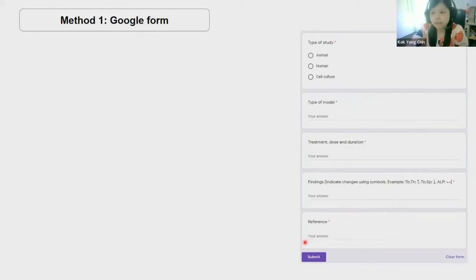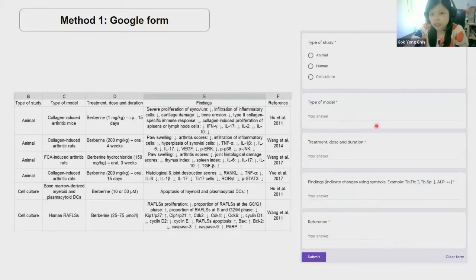Then after you read the article, you input all your information into it, then you submit, and you are able to generate your table in the form of something like this. This method is very useful when you are collaborating with your friends and doing things together, where everybody can contribute together.